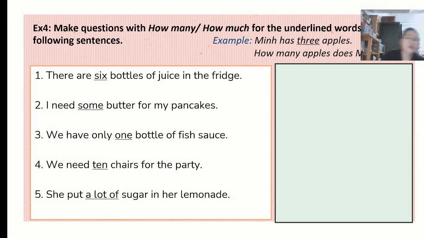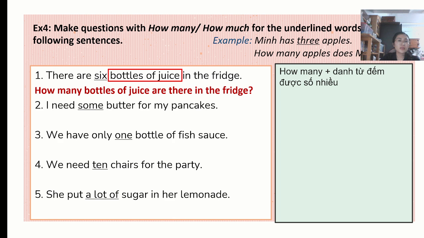Now we move to exercise 4. They ask you to make questions with how many and how much for the underlined words in the following sentences. In this exercise, try to look at the underlined words. 6 means you can count, so we can use how many. After how many, we need to use plural nouns. So, in this sentence, we will have the answer: How many bottles of juice are there in the fridge?